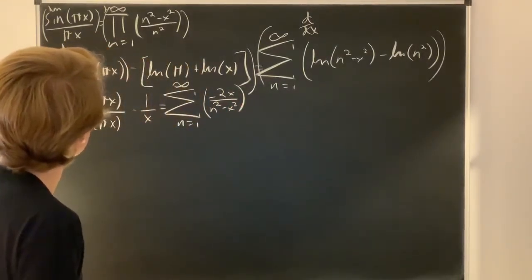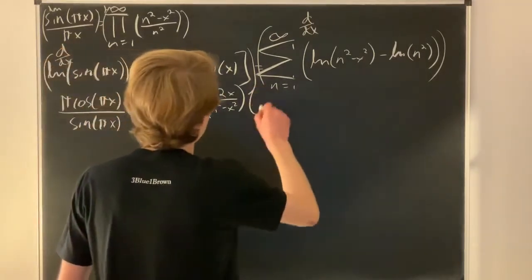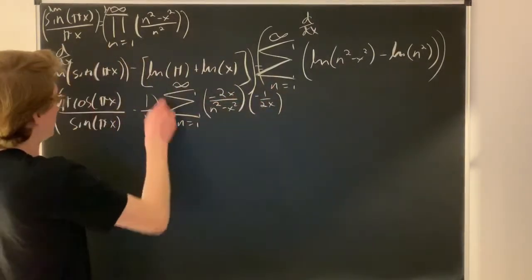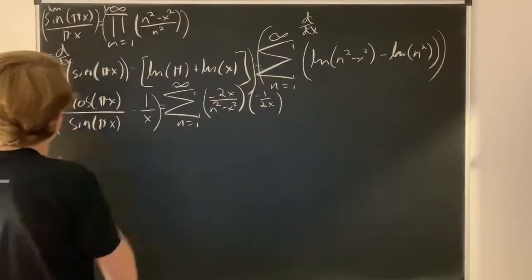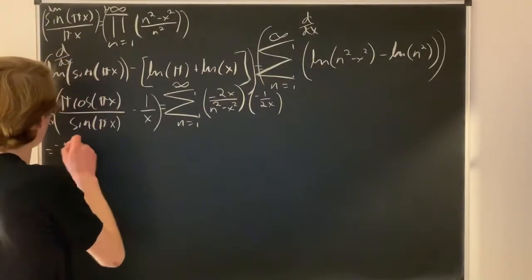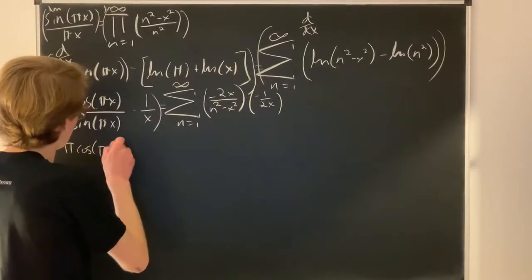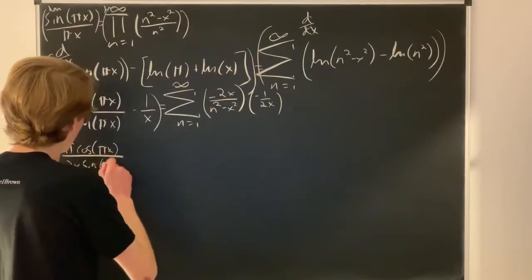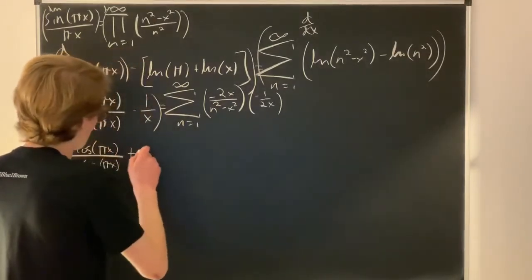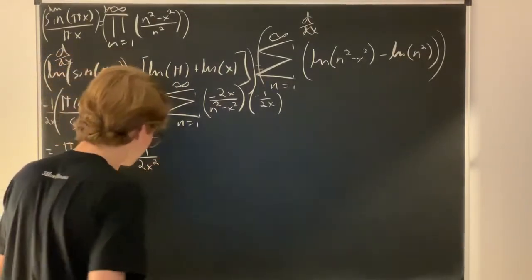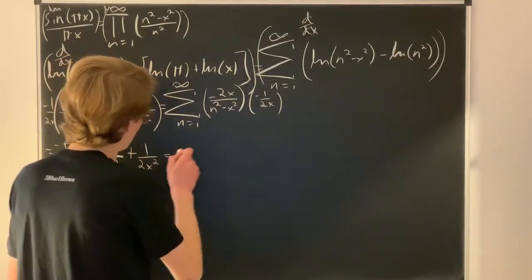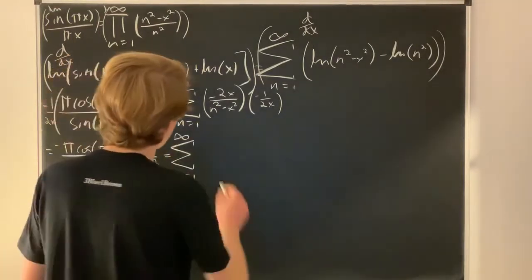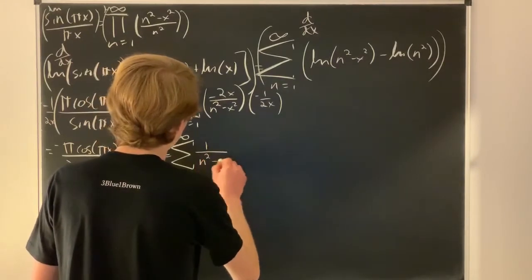Now, we need to get rid of that. If you multiply by negative 1 over 2x to get rid of this 2x here, we do that to this whole thing. What does this end up giving us? Negative pi cosine of pi x over 2x sine of pi x plus 1 over 2x squared. And on the right, we are simply going to be left with this infinite sum from n equals 1 to n equals infinity of 1 over n squared minus x squared.